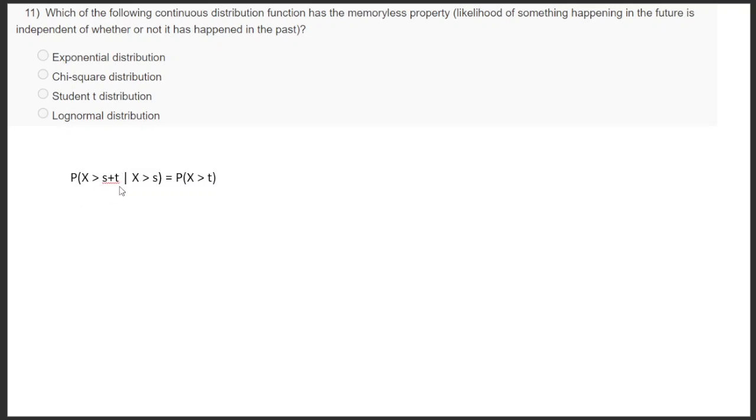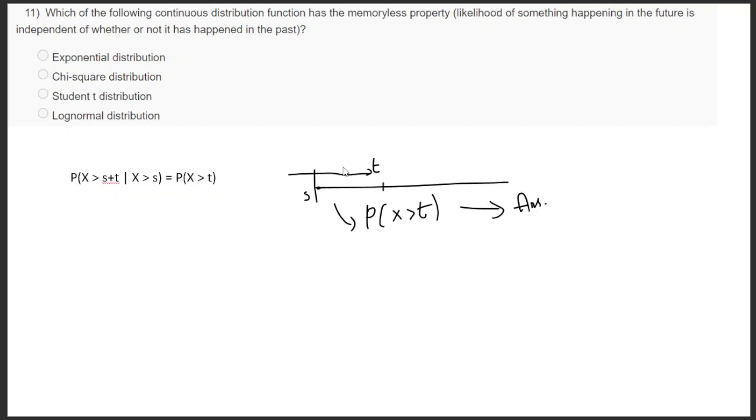The probability of x greater than s plus t, given that x is greater than s, is equal to the probability of x greater than t. Which means, if you have a timeline like this, something would have happened after time t. So to find the probability from s to t, we don't take any past data. It means the exponential distribution function doesn't take any past data. Instead, it will just give the probability of x greater than t, and that gives the answer for the total problem. It is like the probability of x greater than s plus t.